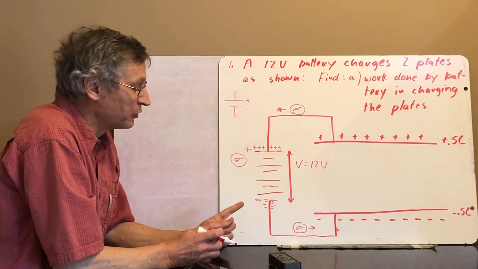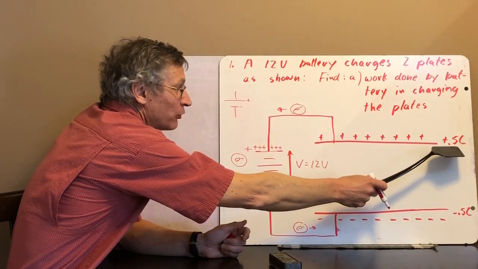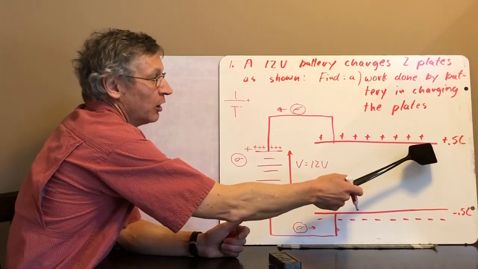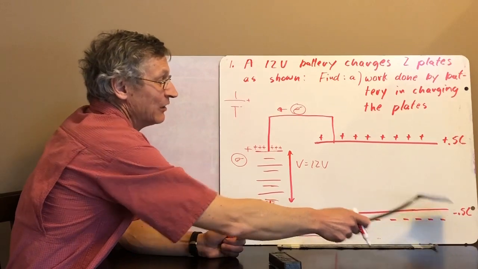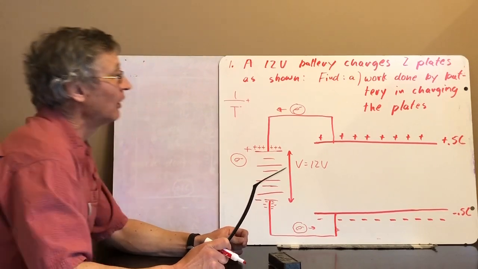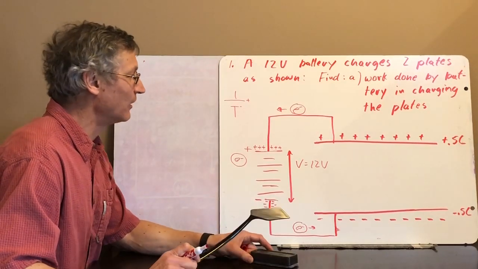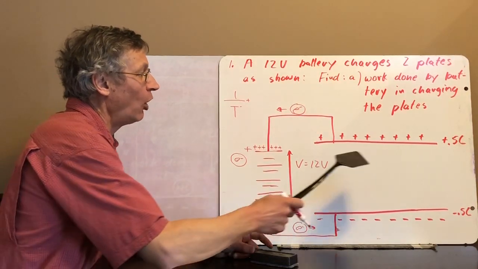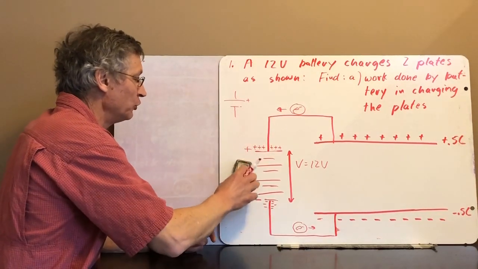Now, specifically in this situation, you can see that 0.5 coulombs worth of electrons have been transferred from here through the battery to here, because the charge on the top plate is positive 0.5 coulombs. The charge on the bottom plate is negative 0.5 coulombs. And what we want to do is find the work done by the battery in charging the plates. So let's suppose that instead of these electrons getting transferred one by one, all 0.5 coulombs worth got transferred at once.